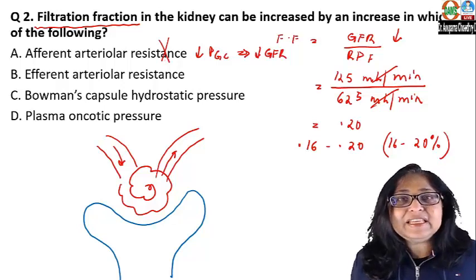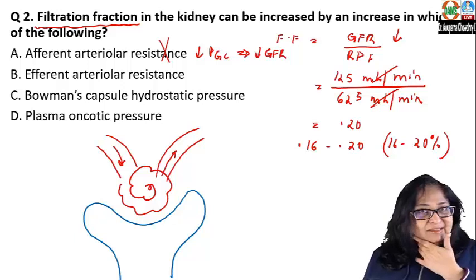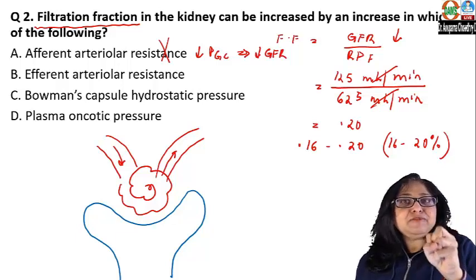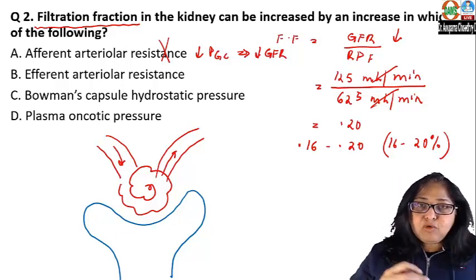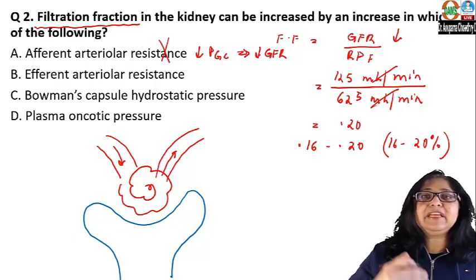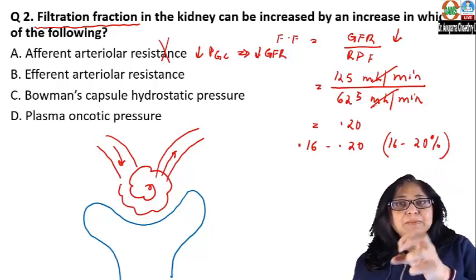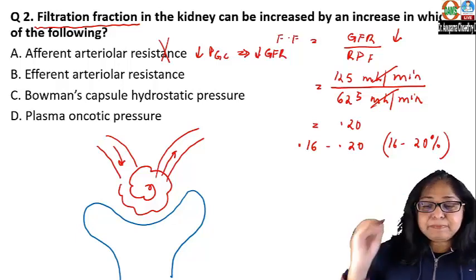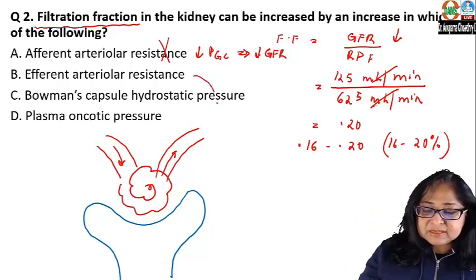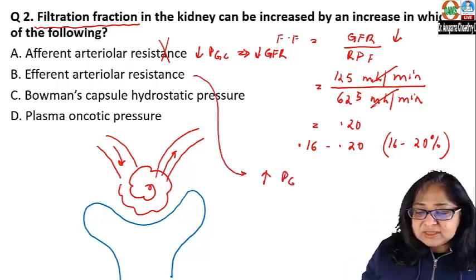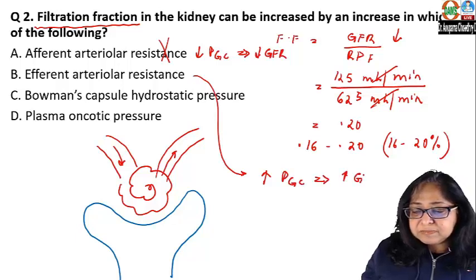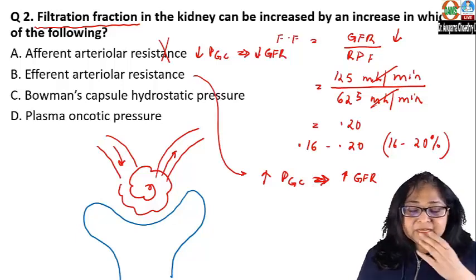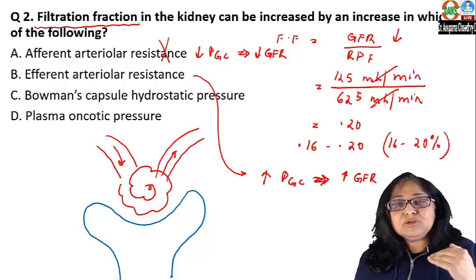What if I increase the efferent arteriolar resistance? If I cause an efferent arteriolar constriction, then flow of blood from the glomerular capillaries into the efferent arteriole will be reduced. In other words, it creates a back pressure. And because it creates a back pressure, efferent arteriolar resistance will increase the PGC and therefore increase the GFR. And at the same time, what is it going to do to the renal plasma flow?